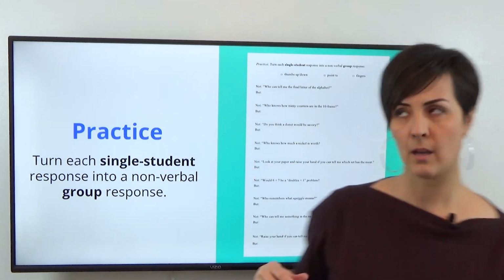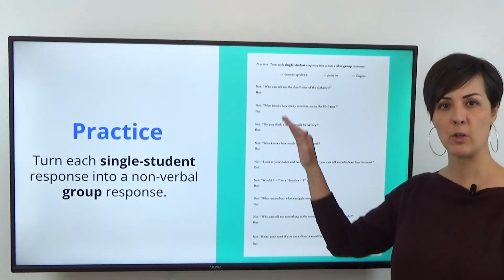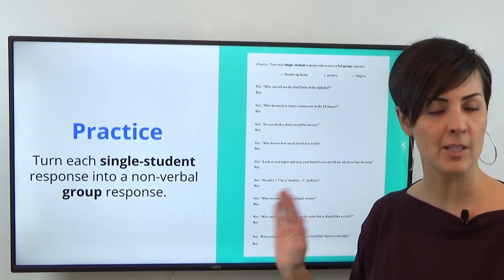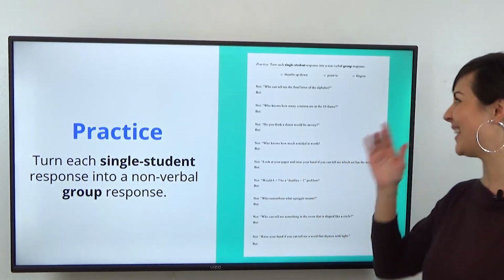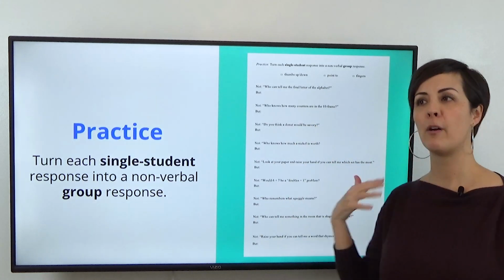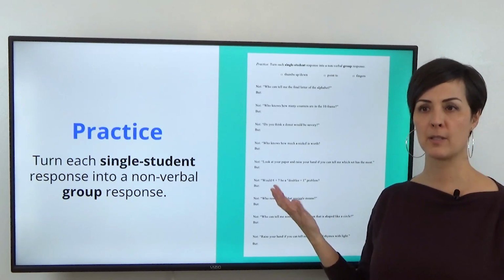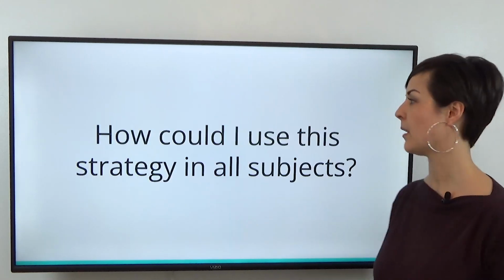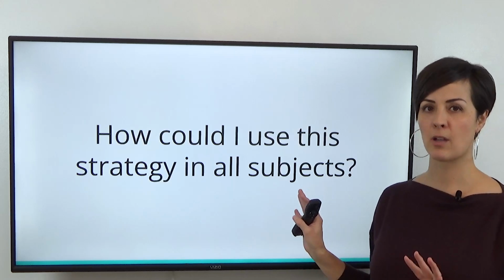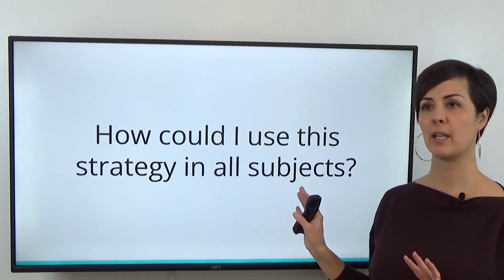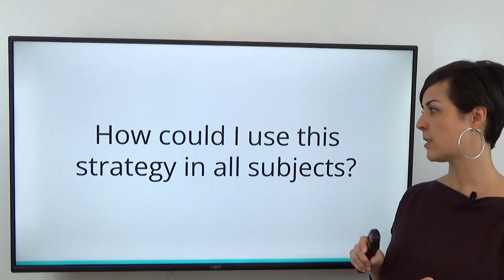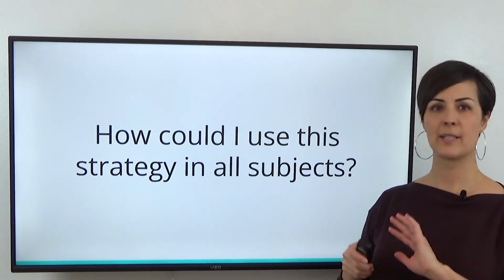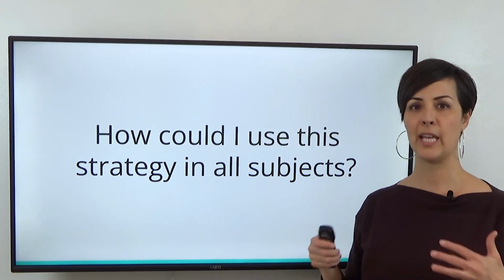So the idea here, even though you can't see all this small writing on screen, sorry about that, is just to think through, how often can I turn single student responses into whole group participation? Okay, here's a question teachers often ask then. Well, that makes sense on that worksheet, but how can you use this strategy in all subjects? Give me an example of teaching content in every subject.